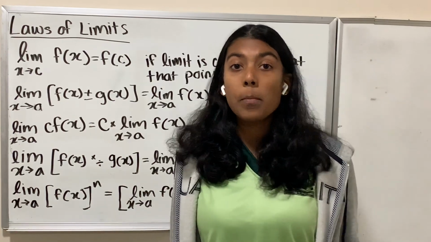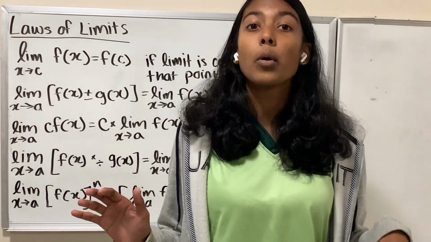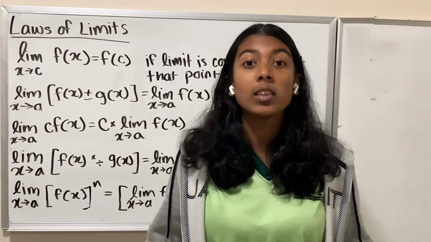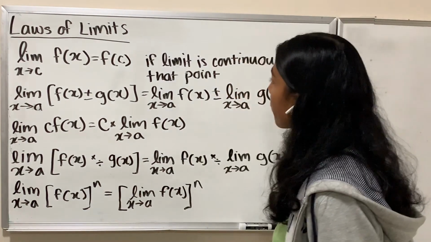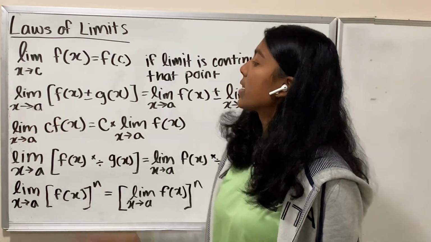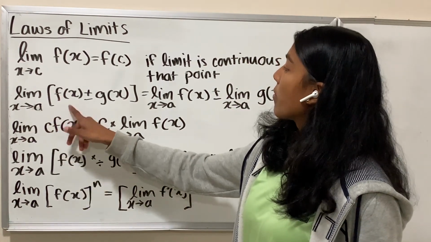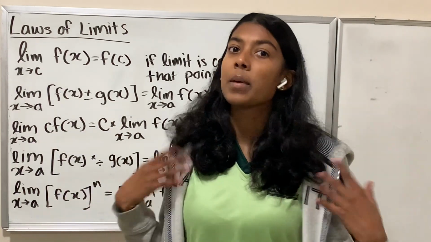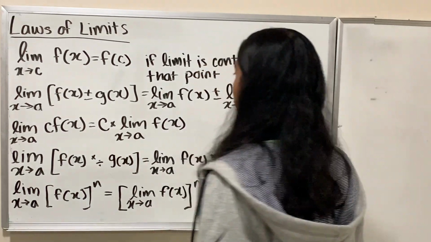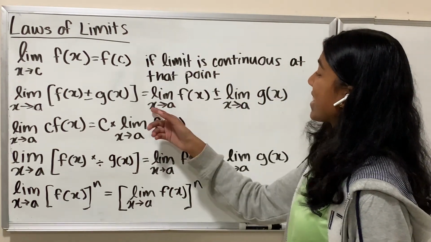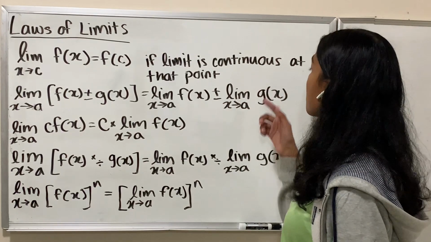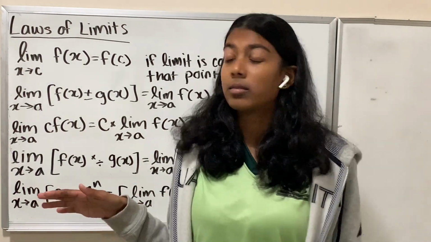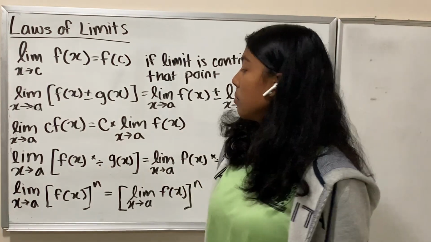Basically, if we have a limit and it's continuous at that point, meaning there's no hole, all we have to do is plug it in and we get our limit. Simple. So then we also have the limit of f of x plus or minus g of x as x approaches a. That we can basically distribute like we did. So it becomes the limit of f of x as x approaches a plus or minus the limit of g of x as x approaches a. The same case goes for multiplication and division.